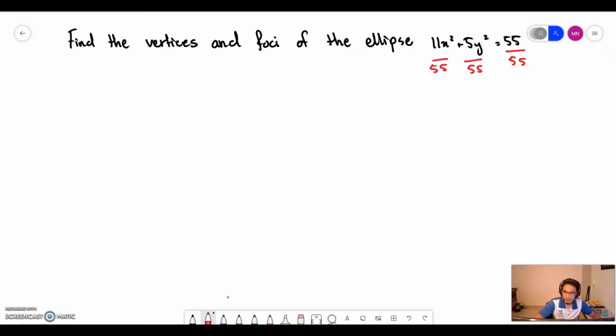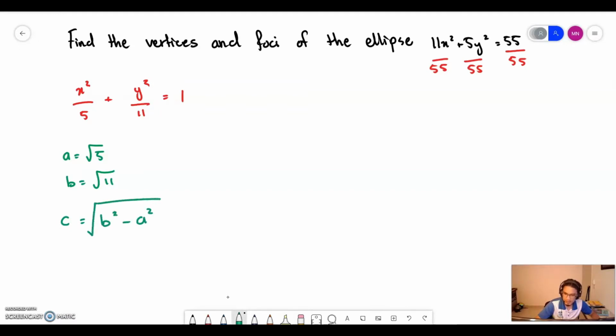So it will be equal to x squared over 5 plus y squared over 11 equal to 1. So now this is the standard form. From here we can continue to determine the value of a, b and c. So a equal to square root of 5, b equal to square root of 11, and c depends on the equation, so that will be square root of b square minus a square, and it will be c equal to square root of 6.